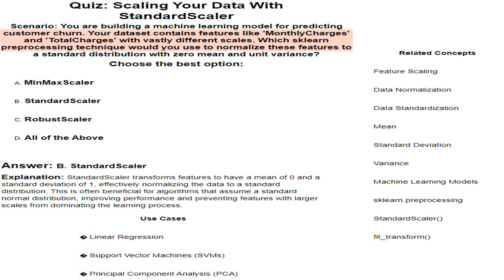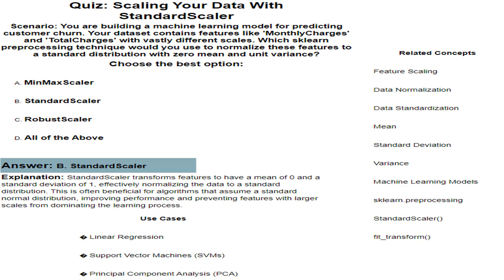You are building a machine learning model for predicting customer churn. Your dataset contains features like monthly charges and total charges with vastly different scales. Which sklearn preprocessing technique would you use to normalize these features to a standard distribution with zero mean and unit variance? A: Min-max scaler, B: Standard scaler, C: Robust scaler, D: All of the above.